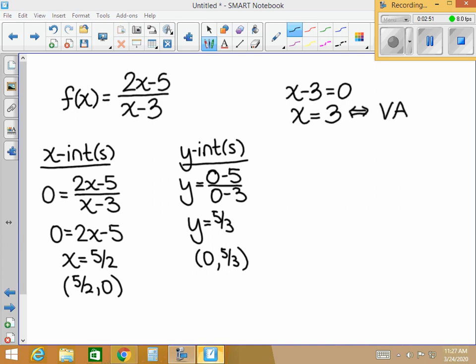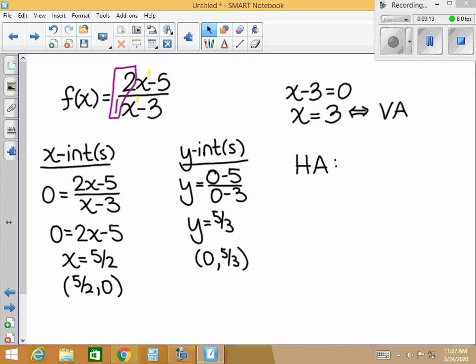If I'm looking for a horizontal asymptote, then I'm looking at the degree of the top and the degree of the bottom. On the top, I have x to the first. On the bottom, I have x to the first. Since those are the same, I know my horizontal asymptote is the ratio of the leading coefficients. The leading coefficient of plain old x is 1. So my horizontal asymptote is the line y equals 1.